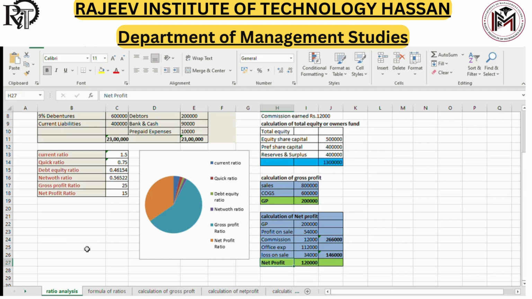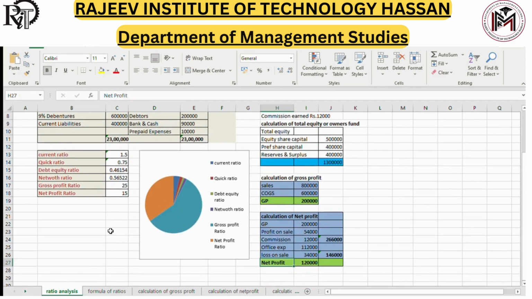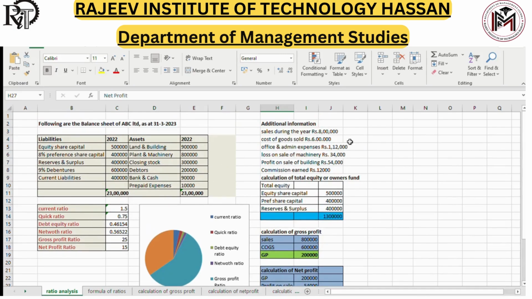These are all the basic information we have to go through before analyzing the financial statements. Once we analyze, we have to give our conclusions based on the ratios we have got from the financial statements.